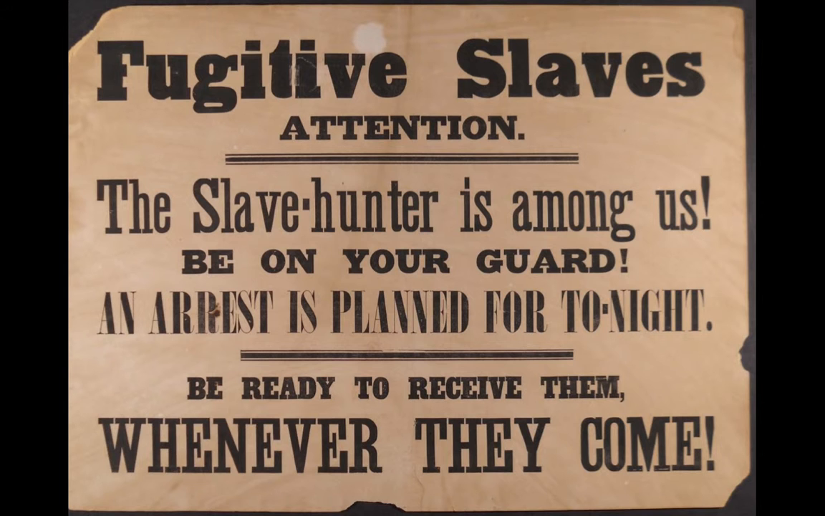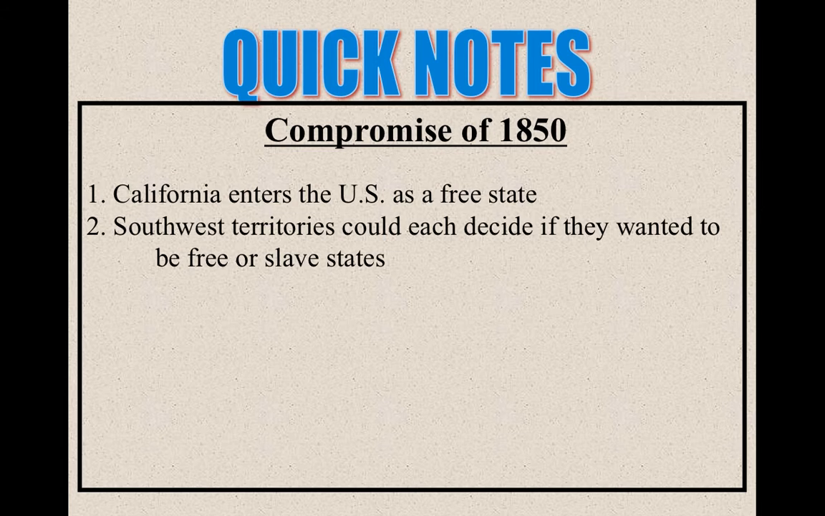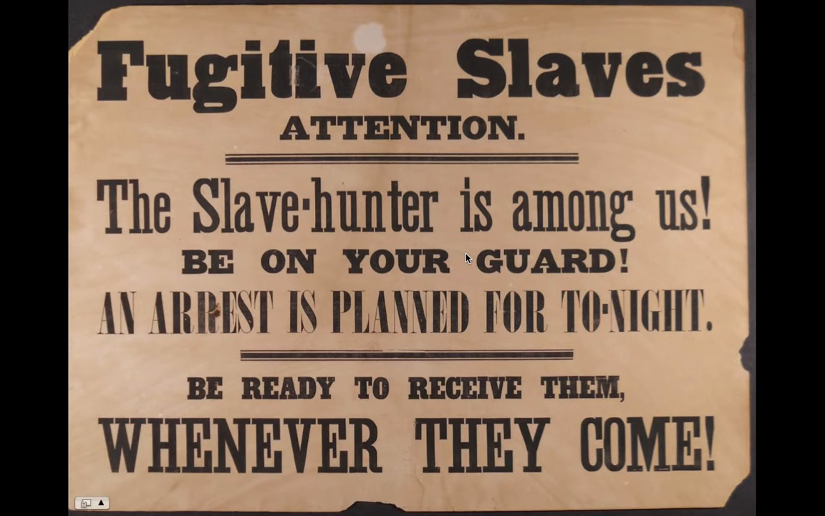Then they pass a much more stringent fugitive slave law. Folks, these 2 things, well, California entering the U.S. as a free state, that's very much beneficial to the North. Well, this is a compromise. They have to do something to help the southern states out. Otherwise, the South isn't going to vote for this. And so they pass a very difficult fugitive slave law. This fugitive slave law allows southern plantation owners, people that own slaves, to go to the North and arrest escaped slaves and bring them back south.